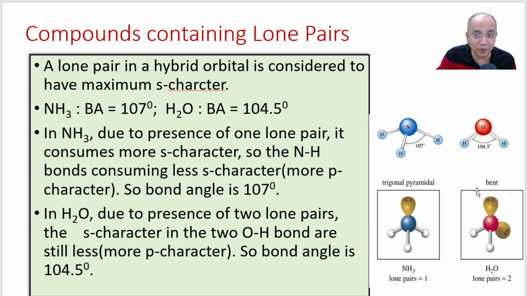And if there are two lone pairs, the S character is squandered away, consumed more by these two lone pairs. So the remaining S character left for the two OH bonds will be still less. And therefore the repulsion is less, and the bond angle is still less. So we can explain this by the lone pair eating away more S character in the hybrid orbital, so that the remaining S character is lessened in the other bond pairs, the other bonding orbitals.